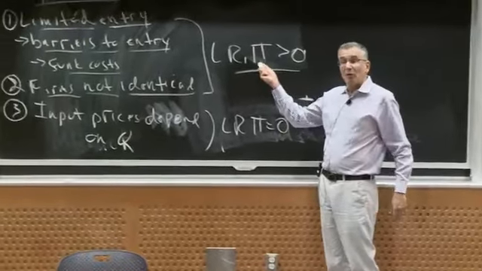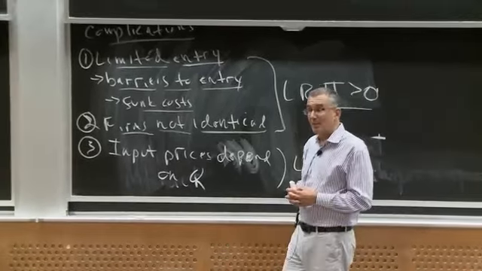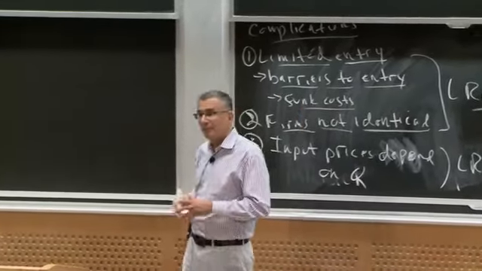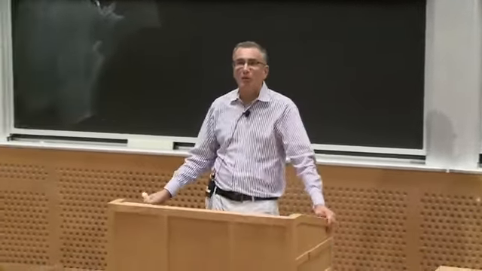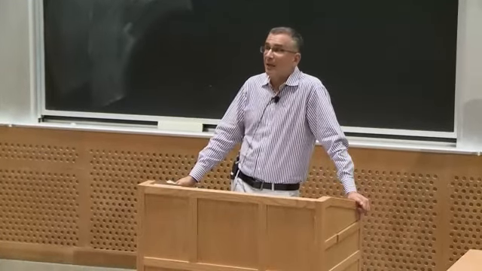In these other cases, the long-run supply curve is upward sloping and there are profits being made. Okay? That's a lot. That's confusing. Let me pause for questions about any of that.